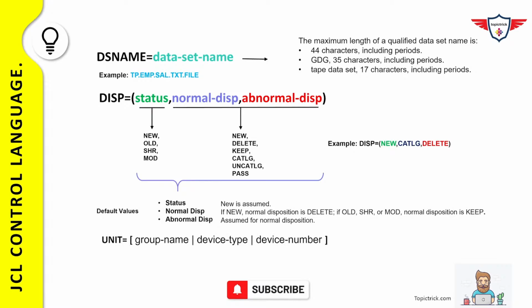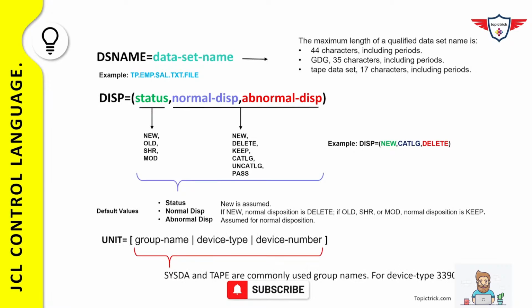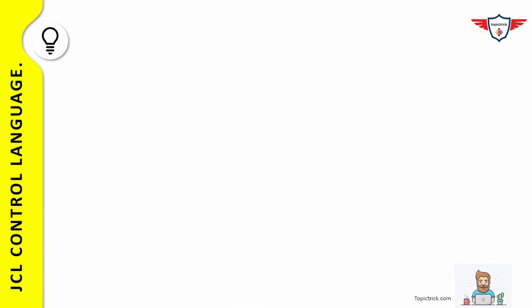Now the next parameter is unit, and as you know, this is used to specify the tape or disk devices where your dataset actually resides. In case your dataset is already cataloged, then you are not required to specify the unit parameter, and in case you want to allocate a file, then you have to specify the unit parameter. In general we use sysda or tape, and in case you have any specific device number, then you can use a device number also.